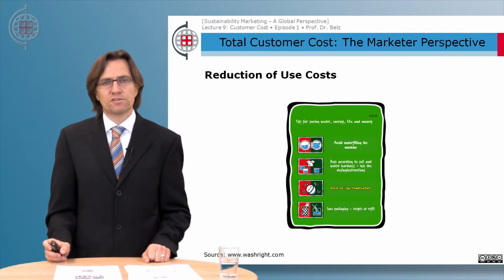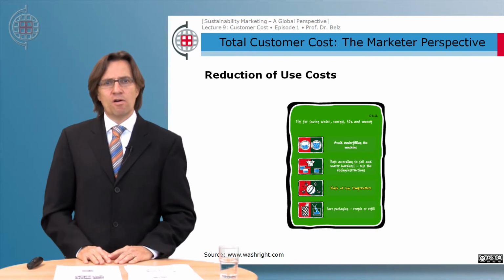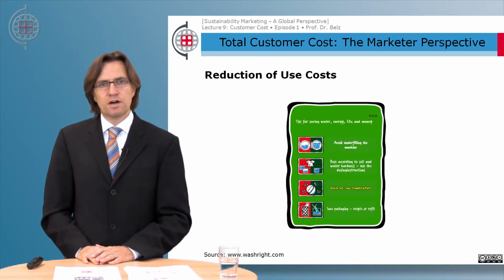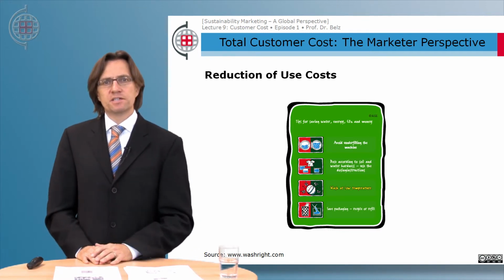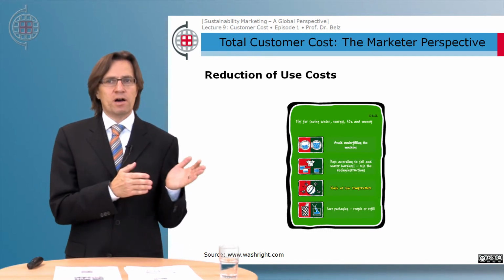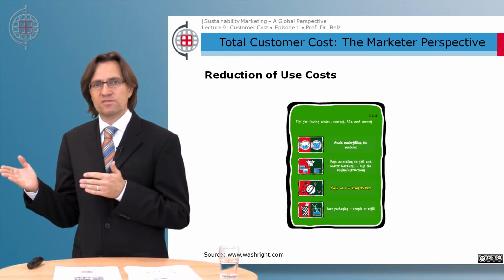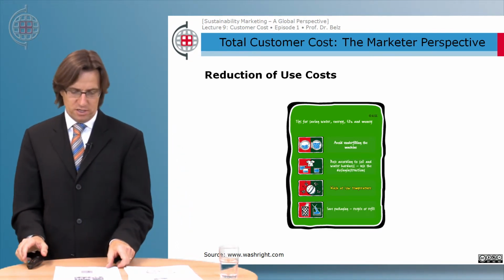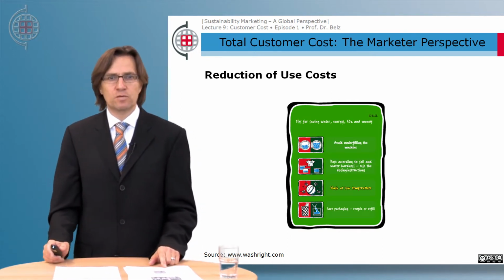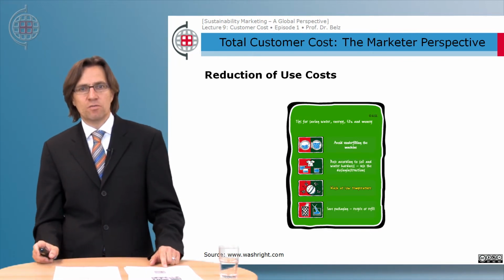Let's have a look at the use costs. Here's an example of the Association of European Washing Detergent Companies. They initiated a campaign and they give tips for saving water, energy, CO2 and also money by washing right, as they say. So by washing right, you also save costs, that is energy and water. Maybe you want to have a look at the website www.washright.com.